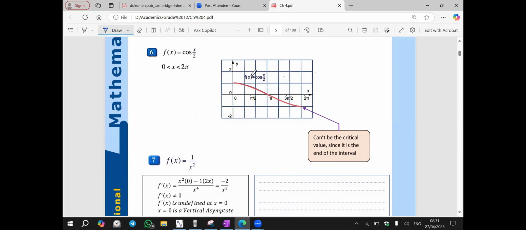As you see, the 0, if the interval is, let's say, from negative pi until 2 pi, 0 will be maximum. But since it's from 0 until 2 pi, 0 is not critical, so it's not acceptable as maximum. Similarly, 2 pi, if 3 pi is in the interval, at 2 pi we will have minimum. It will be an acceptable critical value. But since the interval stops right at 2 pi, then 2 pi itself will not be critical.